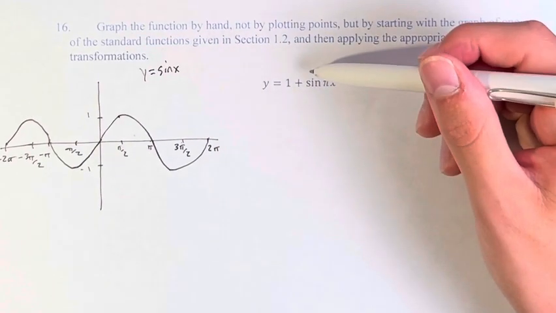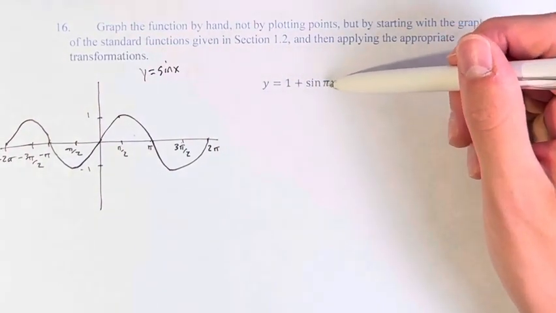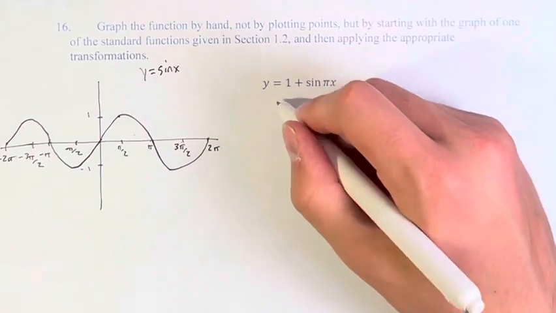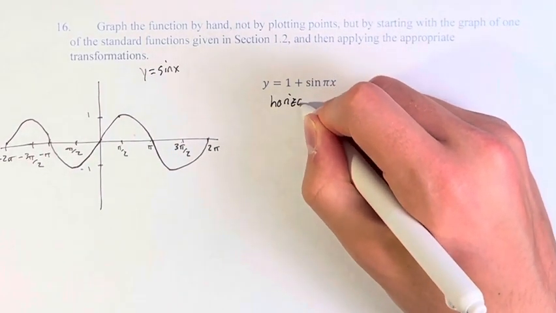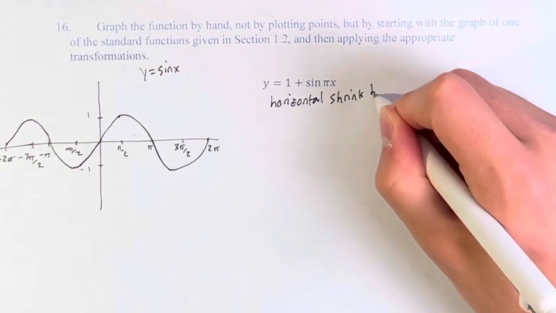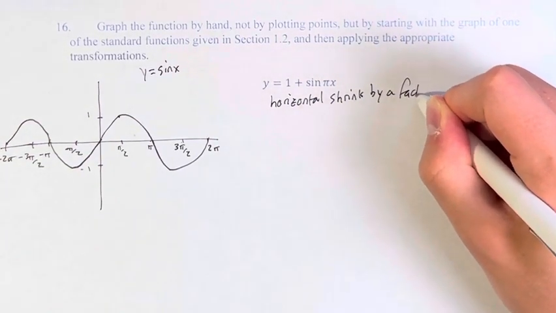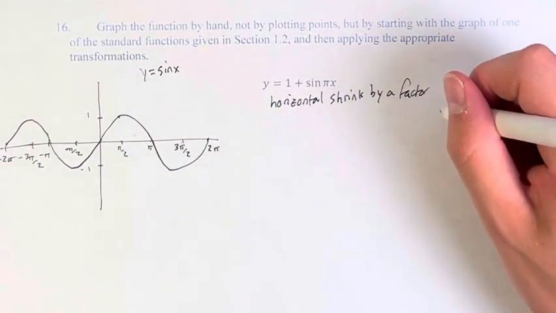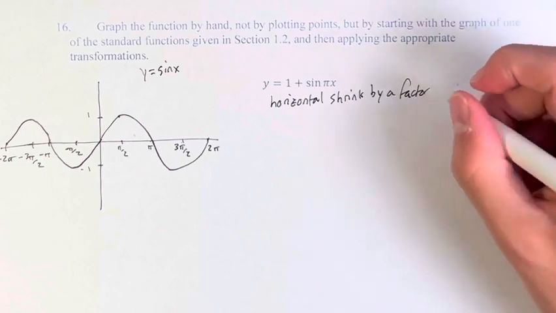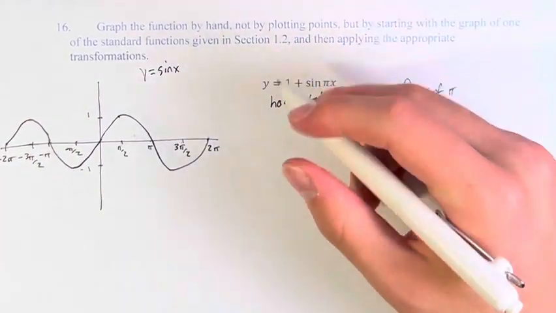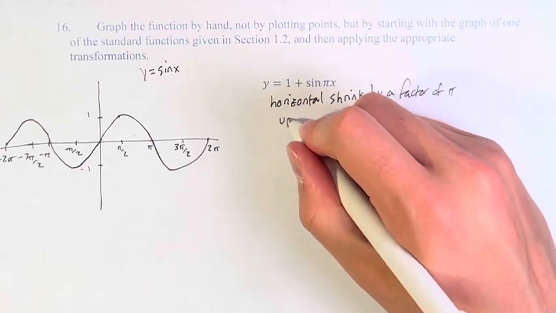So the original function is sine of x. By multiplying the x by pi, that is a horizontal shrink by a factor of pi. If it was outside the function, if it was pi sine of x, then it would be a vertical shrink slash stretch by a factor of pi. And then we're adding 1, so up 1 unit.